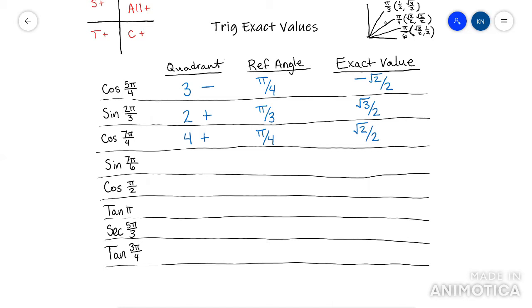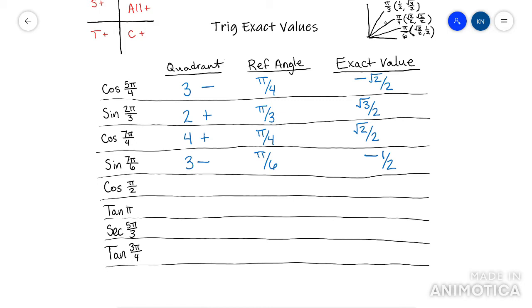Sine 7 pi over 6. This is in quadrant 3. Sine is negative there, so I'm going to go ahead and put a negative where my answer goes. That way I don't forget it. My reference angle is pi over 6. Find pi over 6. Find the sine of pi over 6, and that's your answer. Just make sure it's negative.